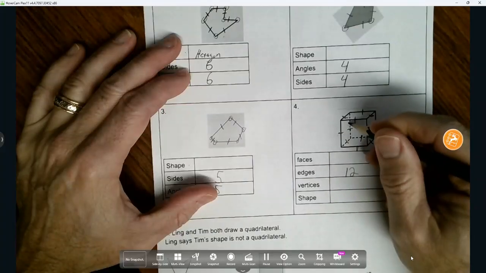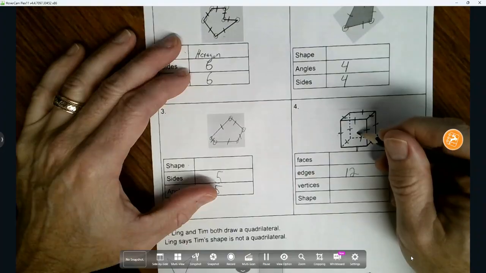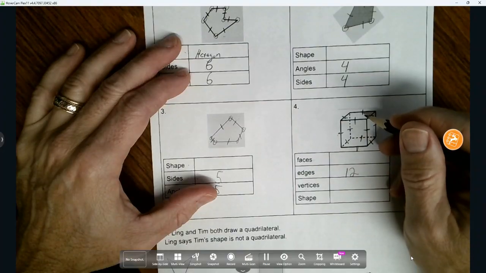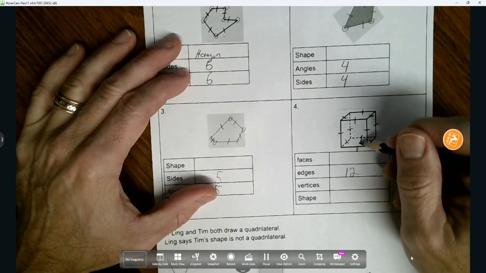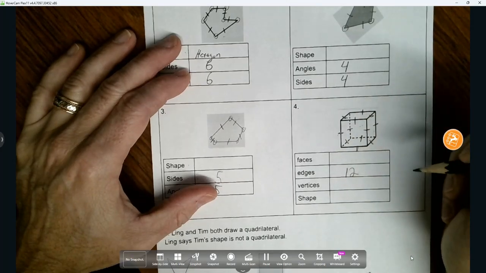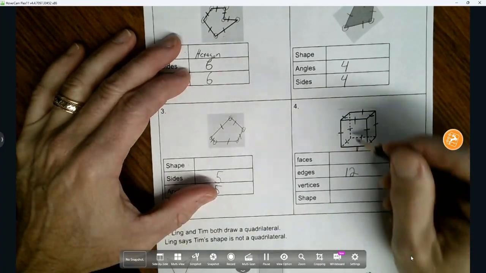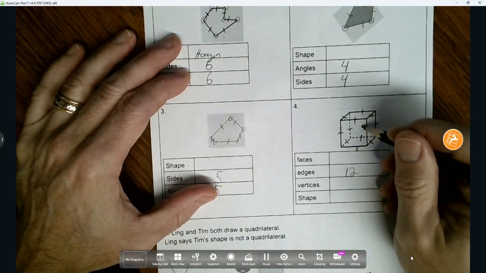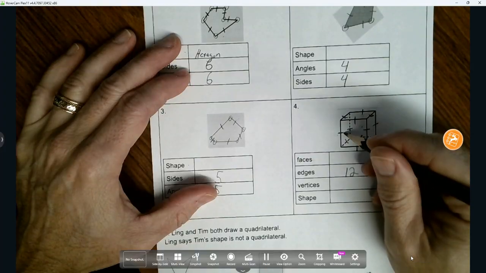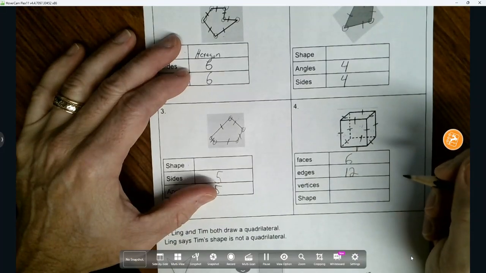Now faces are the flat parts. All right, faces are flat parts. So there's 1 here on the front, 1 on the top, 1 on the back here. It's hard to see, right? And 1 on the bottom. So that's 1, 2, 3, 4 there. Then we have 5 over here, 6 over here. So, like I said, for faces, 1, 2, 3's in the back, 4's on the bottom, 5's on this side, and 6 is on this side. So we have 6 faces.